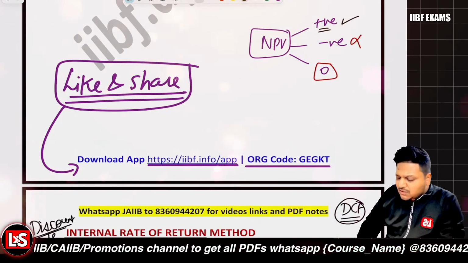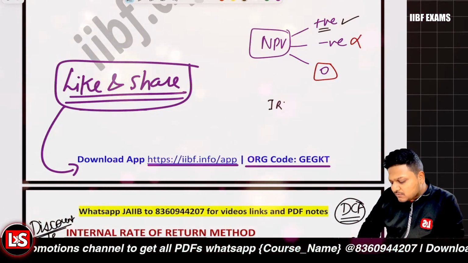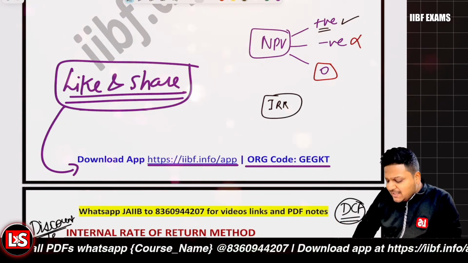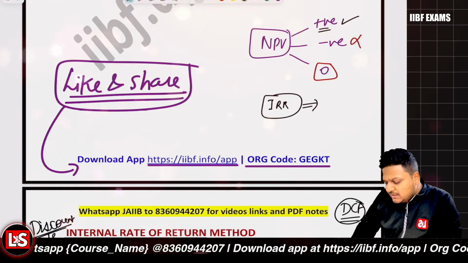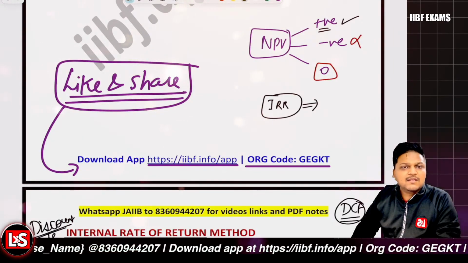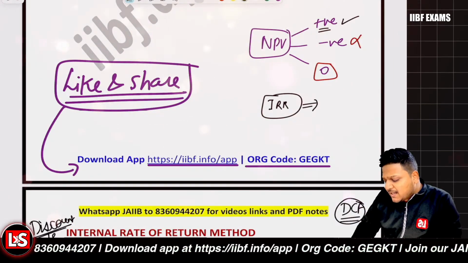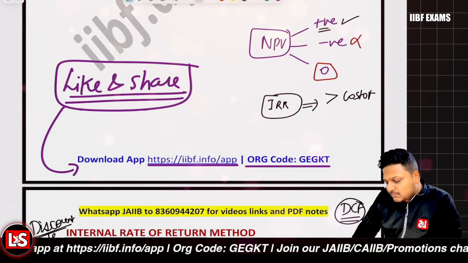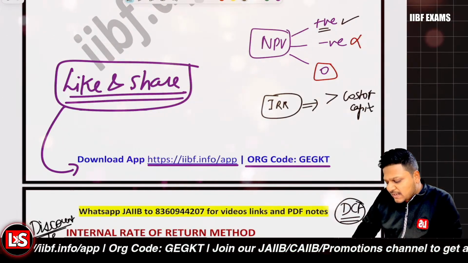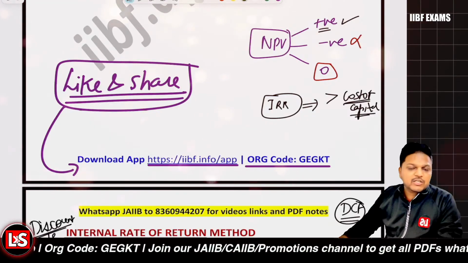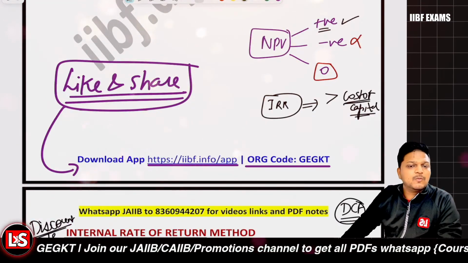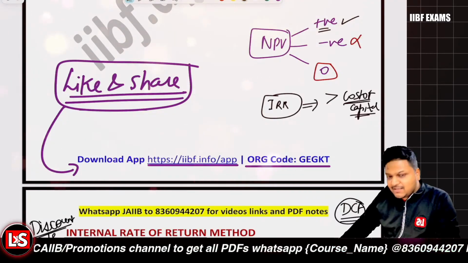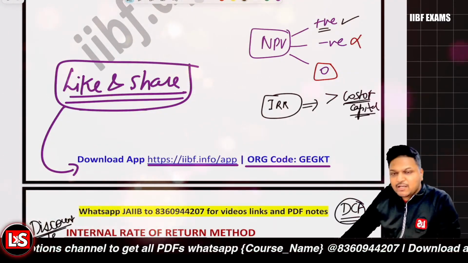But what about the IRR? For IRR, we have the discount rate, because I told you clearly this is a discount rate. So if IRR is greater than the cost of capital, do undertake the project. Do go for the project. The cost of capital is the required rate of return.